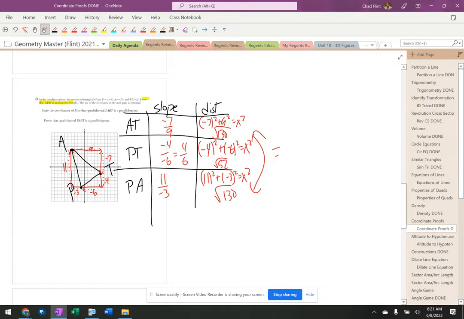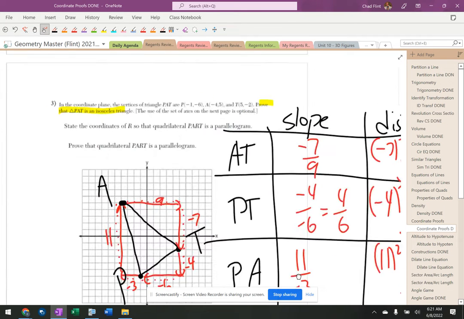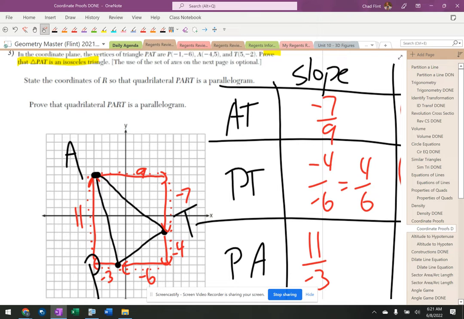All right. So then I write down, we're going to put it over here, based on my calculations, this is an isosceles triangle because it has two equal sides. Okay. Taken care of. Then it says find the coordinate of R, so that PART is a parallelogram.